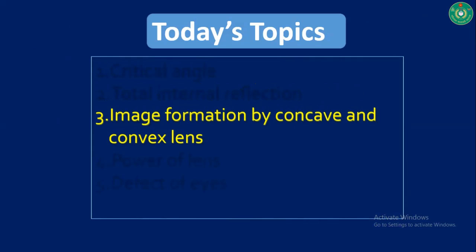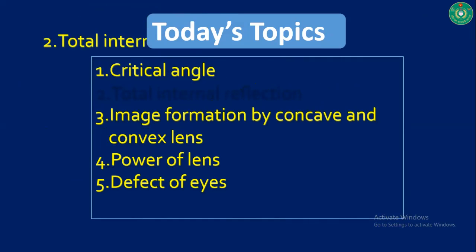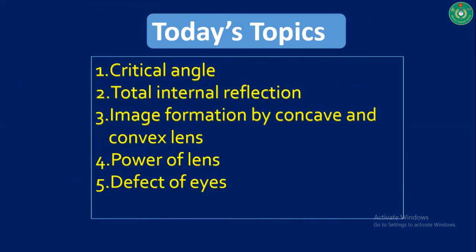That is image formation by concave and convex lens, power of lens, defect of eyes, critical angle, and total internal refraction. Critical angle and total internal refraction are both topics that you have learned in the previous class, class 8, and it's very easy for you to understand what critical angle and total internal reflection are. And the third topic is completely related to our previous chapter, that is reflection of light.